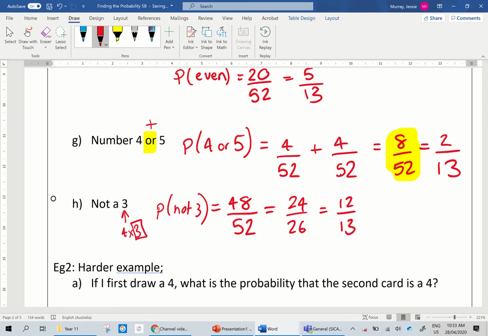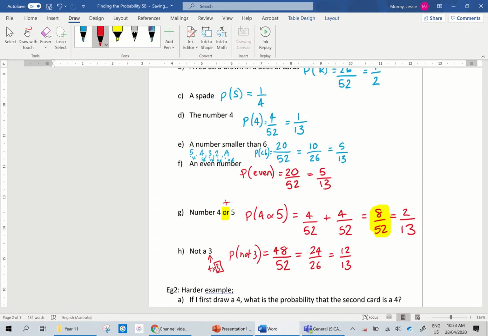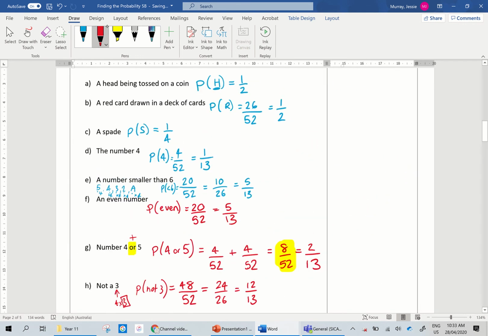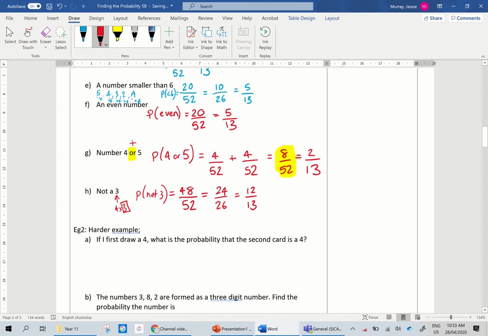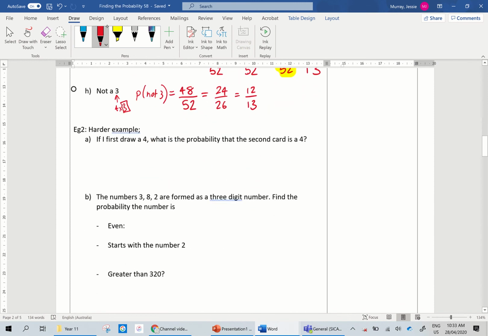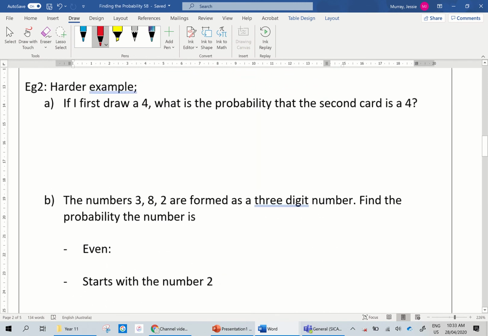There we go. Okay, now I went through those quite quickly just because I do expect that you know most of those already, if not all of them. Okay, it's pretty basic junior school probability. But now let's have a look at these harder examples.